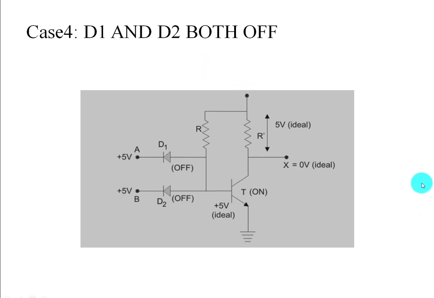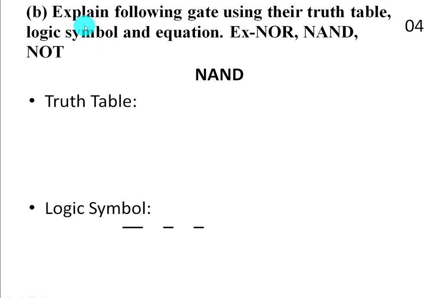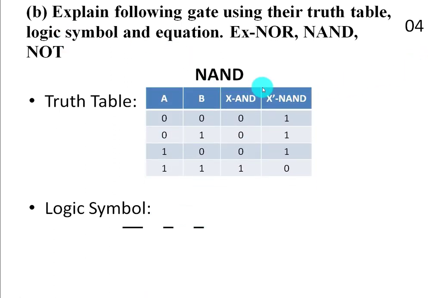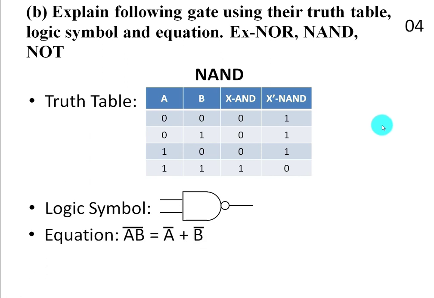Let's move to the next question. Question 2b states, explain NAND gate, XNOR gate and NOT gate using their truth table, logic symbol and equation. Let us see the NAND gate. The logic symbol depicts a 2-input NAND gate. As is noticeable, the truth table of a NAND gate is the complement of that of an AND gate. The Boolean equation can be represented as (AB)' = A' + B'.